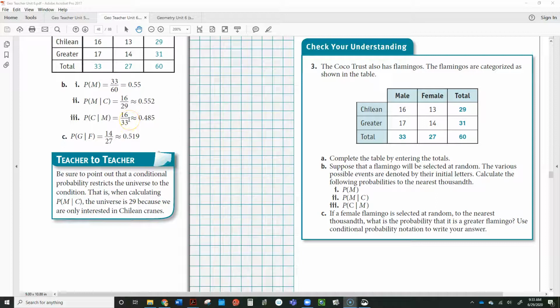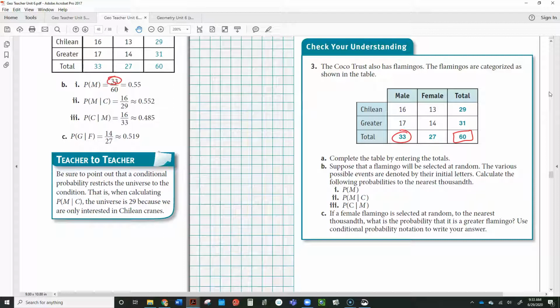So over here you can see the probability of male. There are a total of 33 males, and it comes from right here. A total of 33 males, and there's a total of 60 flamingos. So 33 over 60 comes out to be 0.55.